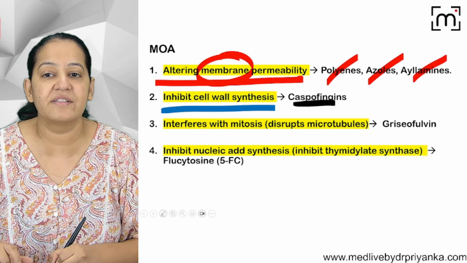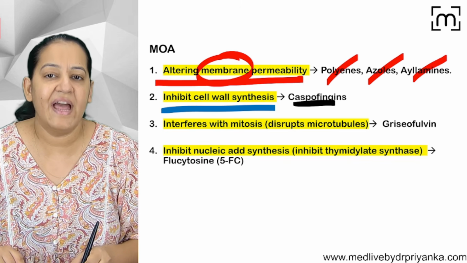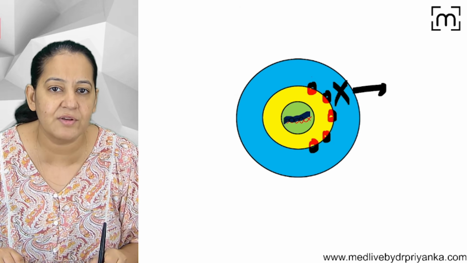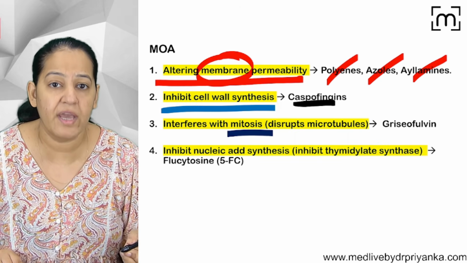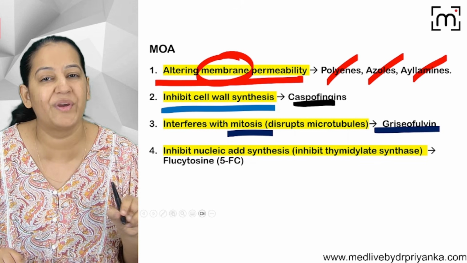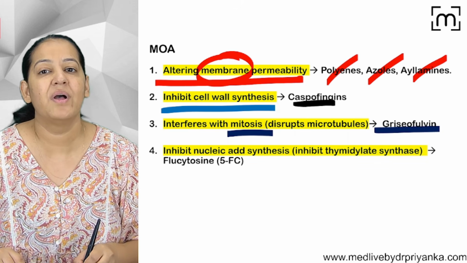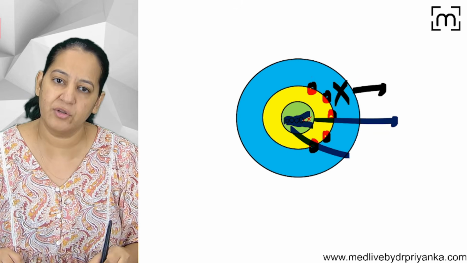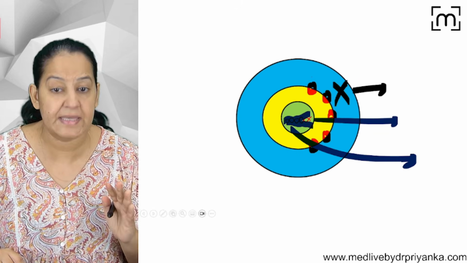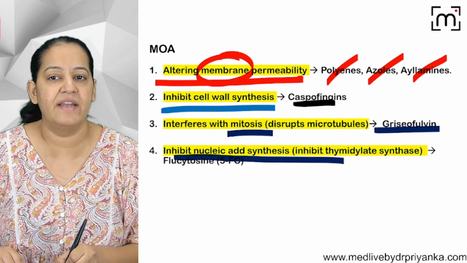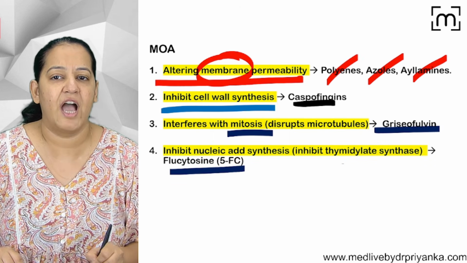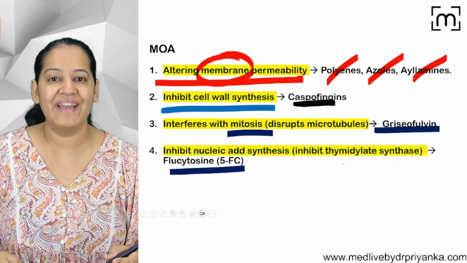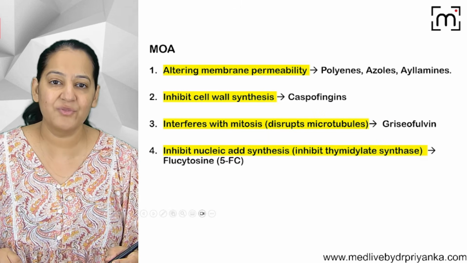Now coming to the third category: drugs that act on the nucleus and inhibit mitosis. They disrupt the mitosis of the DNA. The drug is Caspofungin, which is doing so. And the fourth category, there are drugs that inhibit nucleic acid synthesis. They are also acting on the nucleus, but they don't interfere with mitosis. They inhibit nucleic acid synthesis. And here the drug is 5-FC, I mean flucytosine. Flucytosine is the drug here. So we are dividing the antifungals into four categories.